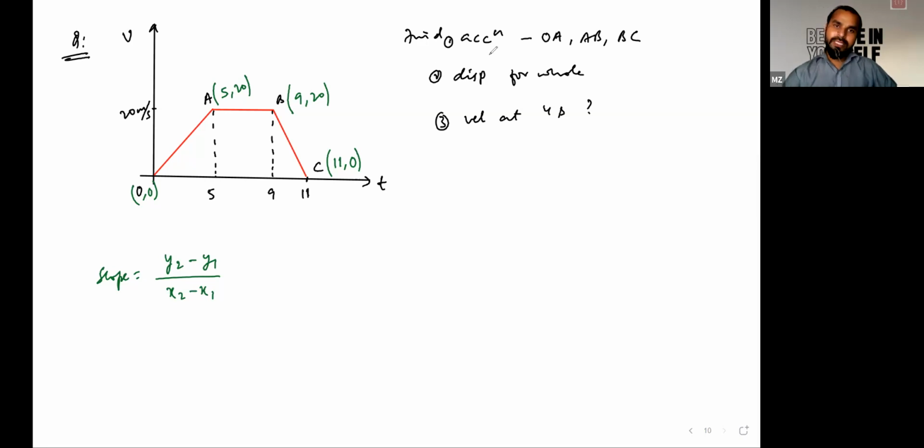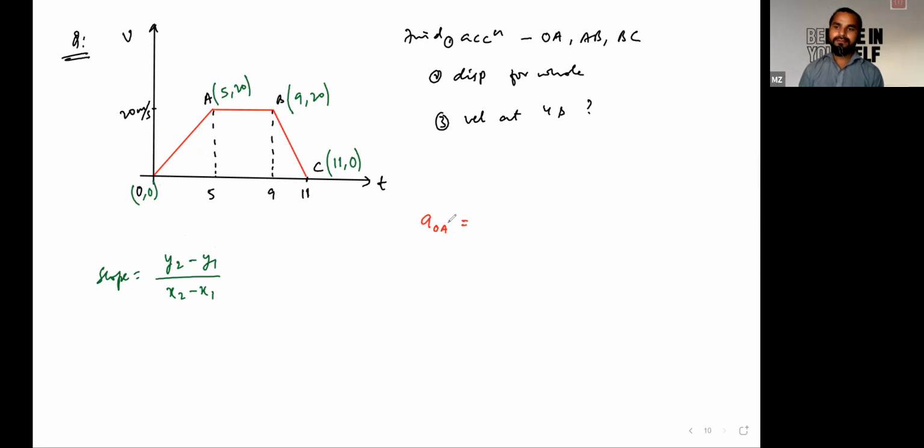Now, for the acceleration of OA, just write acceleration between OA. Just take the line OA. This would be your final point, meaning x2, y2, and this would be your initial point, x1, y1. Just put all the values in this particular term and try to obtain acceleration for OA. Okay, Khalid?